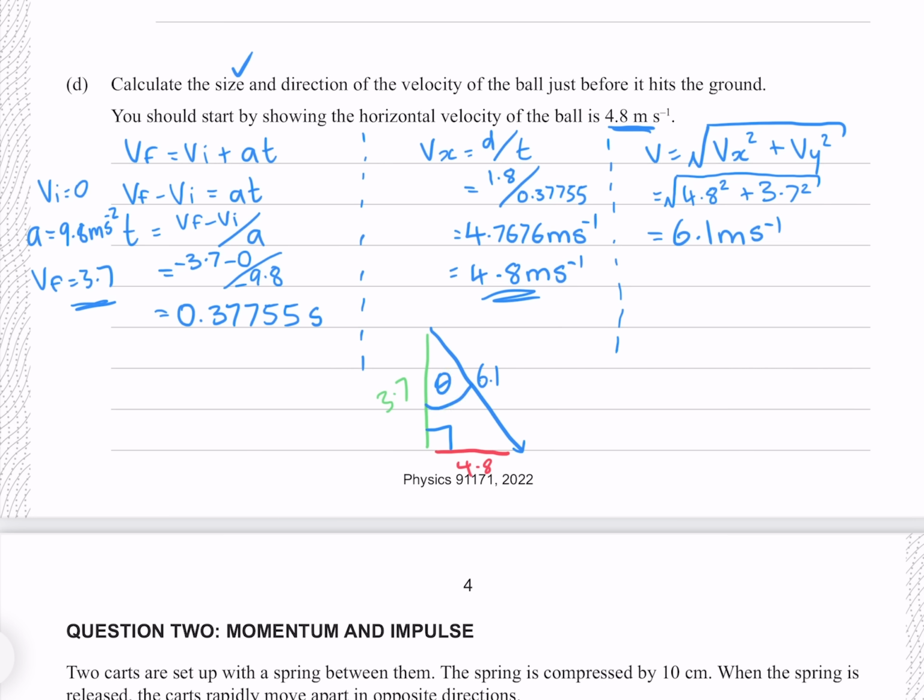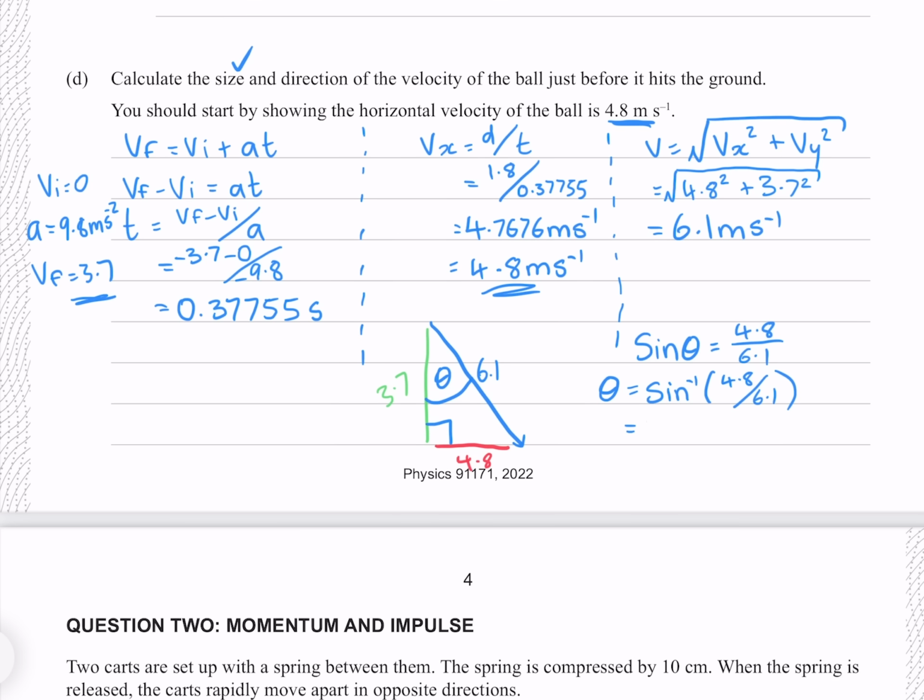Now, we could use any of the trigonometric relationships. Out of no particular preference, I'm going to use the sine relationship, where we know that sine of the angle is the opposite over hypotenuse, where our opposite is our 4.8 and our hypotenuse is our 6.1. Taking the inverse sine of both sides to solve for our angle, giving me 52 degrees to two significant figures.